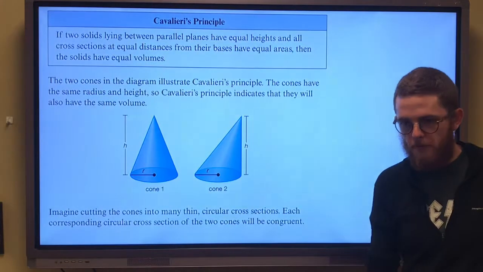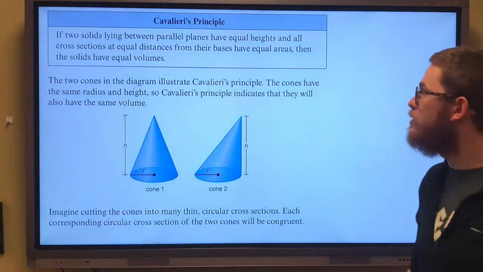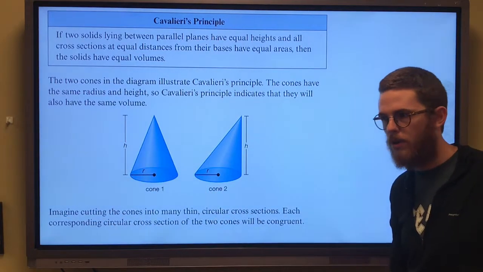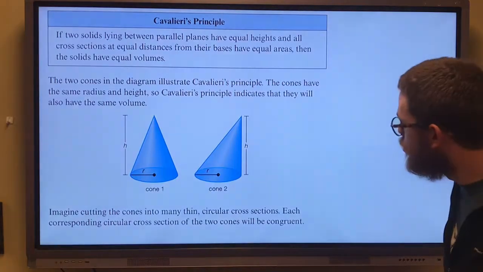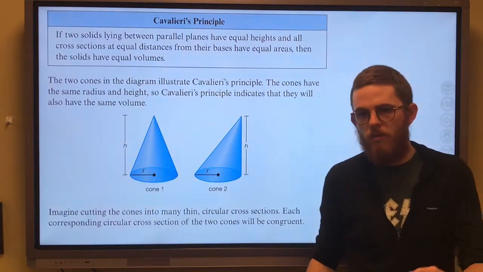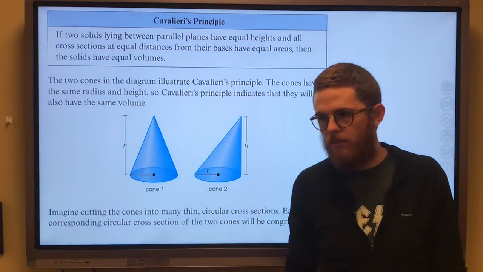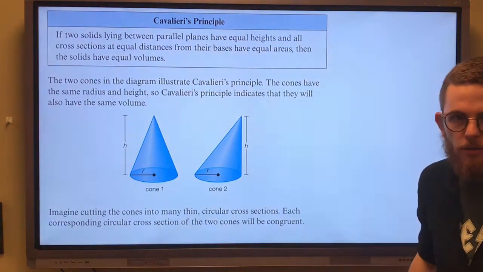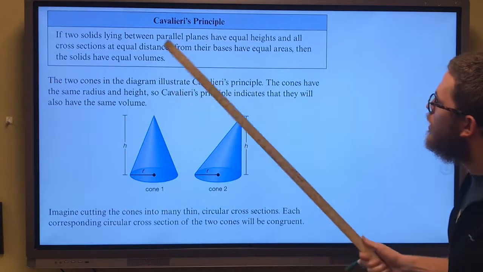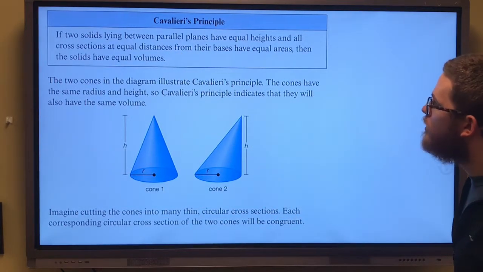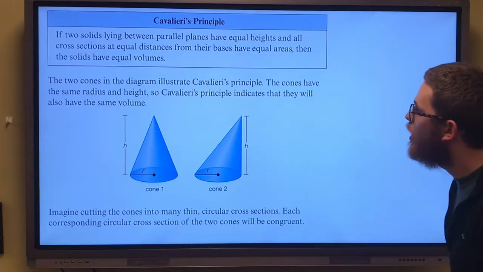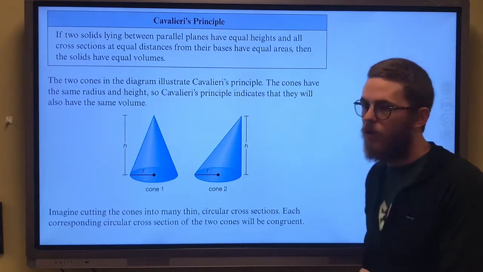Now, hopefully cross sections make some sense to us. This brings us to something that is pretty important. We've mentioned throughout all these lessons where we've dealt with volume and surface area, all that kind of stuff, Cavalieri's principle. It says if two solids lying between parallel planes of equal heights and all cross sections at equal distances from their bases have equal areas, the solids have equal volumes.